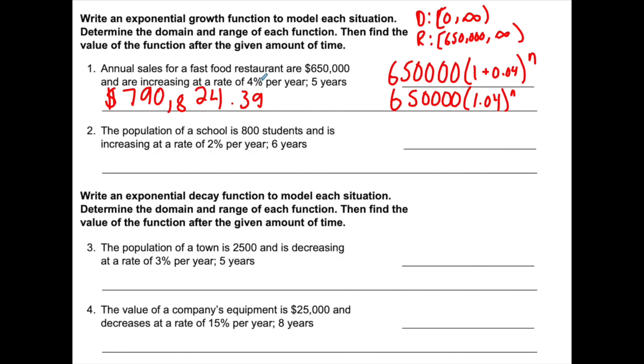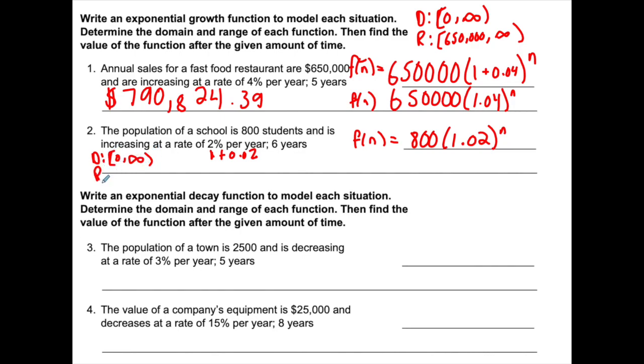So let's see if we can figure out what the exponential function will look like. Here, by the way, you ought to write f of n. Here I'm going to write f of n equals 800 times 1.02 to the n, because I've got my 1 plus the 2%. Okay? The domain is again 0 to infinity, 0 included. The range is 800, because it's at least 800 now, to infinity.